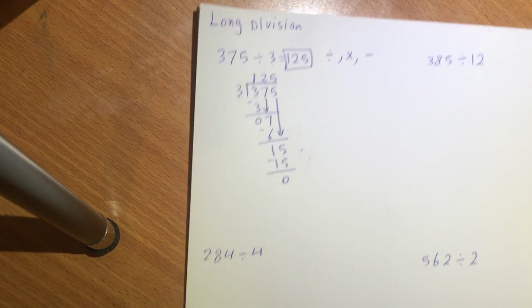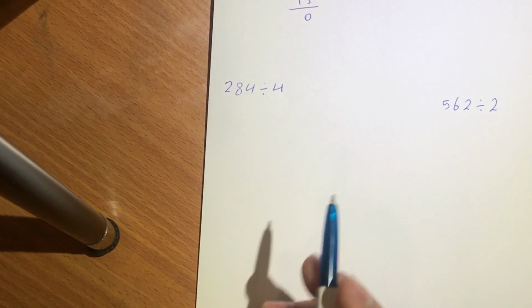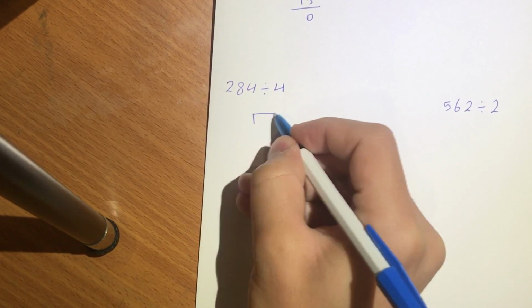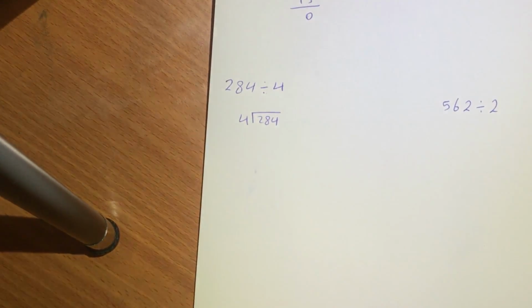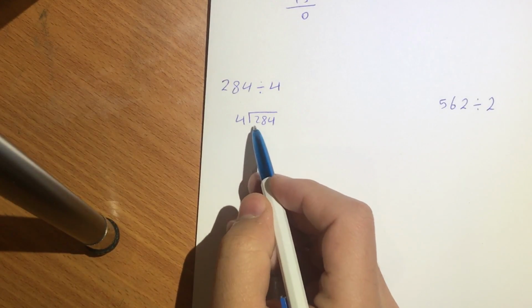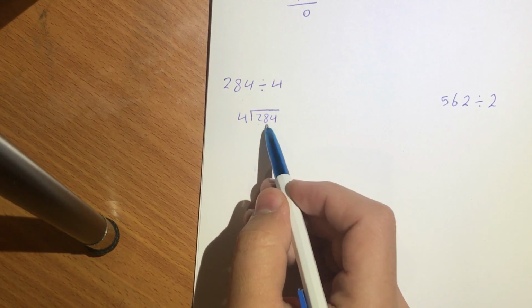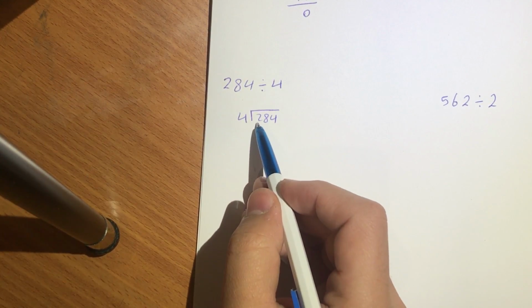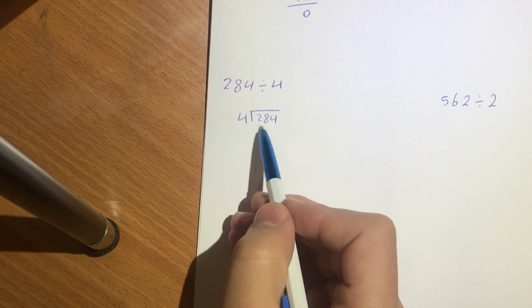Let's do one more. Now feel free to pause the video and do this on your own. 284 divided by 4. Now 2 divided by 4 doesn't work. So we can try 28 divided by 4 because 2 is a small number. So it has to be even. It has to be at least the same number or higher.